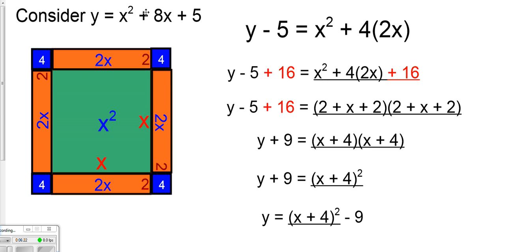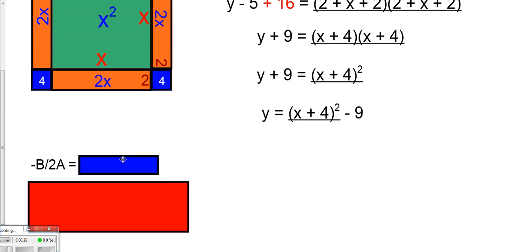Let's find the vertex. So we need to do negative b over 2a. So negative b over 2a would mean negative 8 over 2 times 1. 2 times 1 is 2. Negative 8 over 2 is negative 4. Notice that this negative 4 is the opposite of what is in here. This is a plus 4. This is a negative 4.